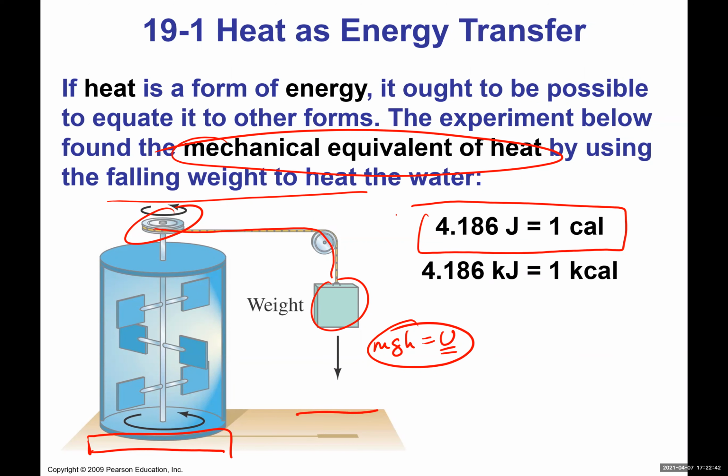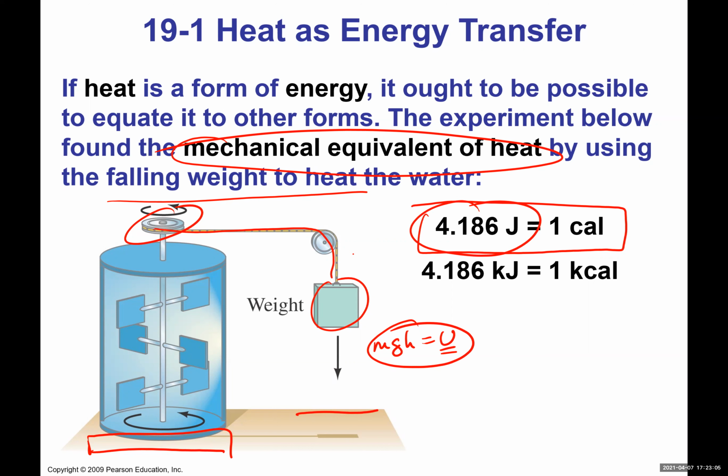It shows that 1 calorie is equal to 4.186 joules of energy. That means, remember, 1 calorie is the amount of energy needed to increase 1 gram of water by 1 degree Celsius. That means 4.186 joules is the amount of energy in SI unit needed to increase 1 gram of water by 1 degree Celsius.